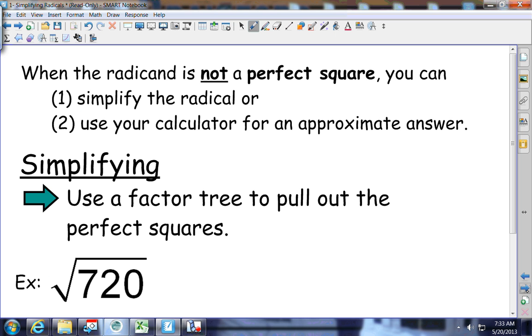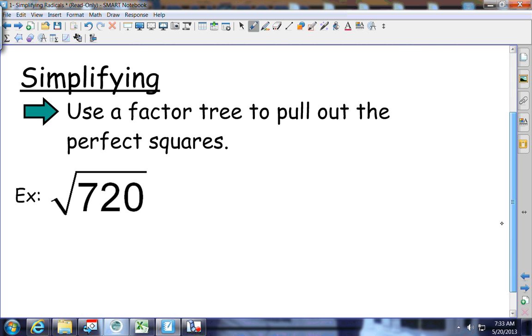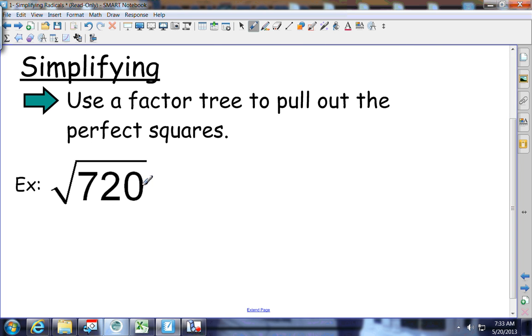Try again. All right. When the radicand is not a perfect square, you can simplify the radical, or use your calculator for an approximate answer. Okay, we're going to use a factor tree to pull out the perfect squares. All right, so here's what we're going to do. First off, I need to figure out what numbers give me 720.